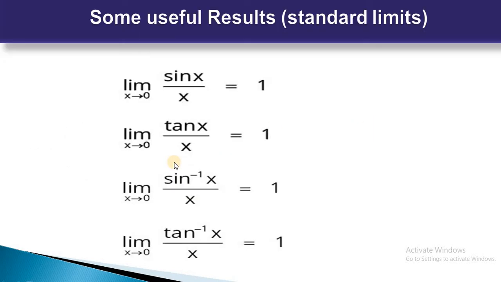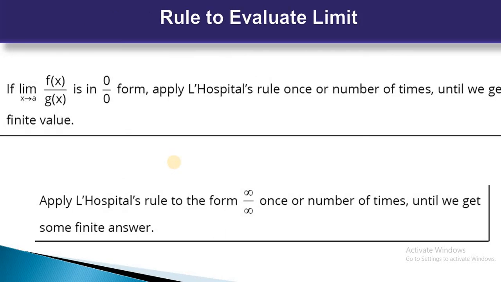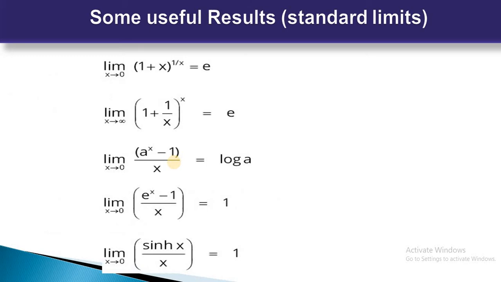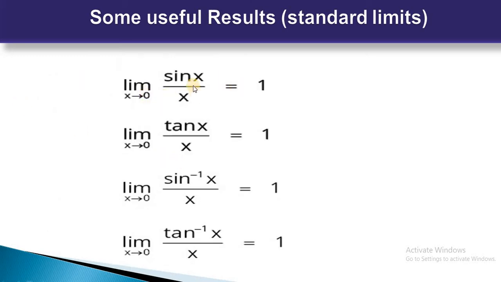There are some standard results we can use to find limits. First, the limit as x tends to 0 of sin x by x is 1. The limit as x tends to 0 of tan x by x is 1. The limit as x tends to 0 of sin inverse of x upon x is 1, and the limit as x tends to 0 of tan inverse of x upon x is also 1. We use all these as standard results, but these results also follow from L'Hospital rule. So I will prove the first result.